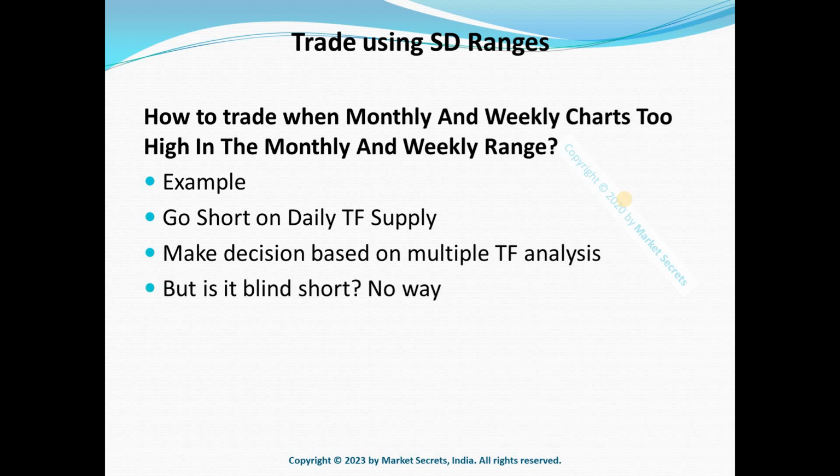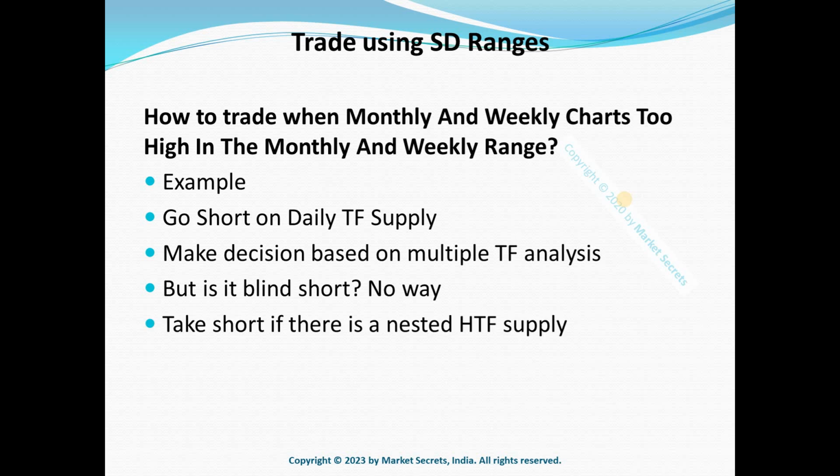So would you take a short at a random daily supply zone? Would you do it just because it's a supply zone? No, there must be other reasons to pull the trigger. You cannot just spot a daily supply zone and directly take a short over there. No, that is not allowed. You need to have the proper reasons to pull the trigger. So what could be those reasons?